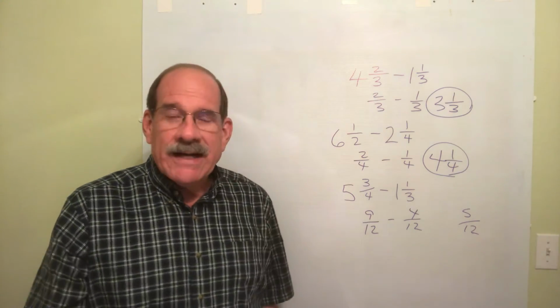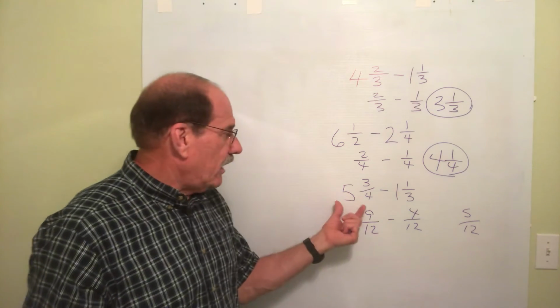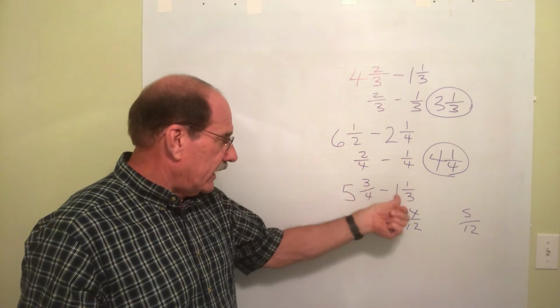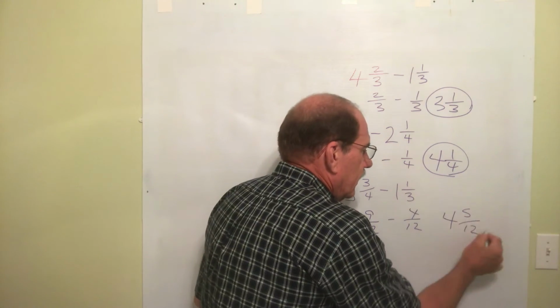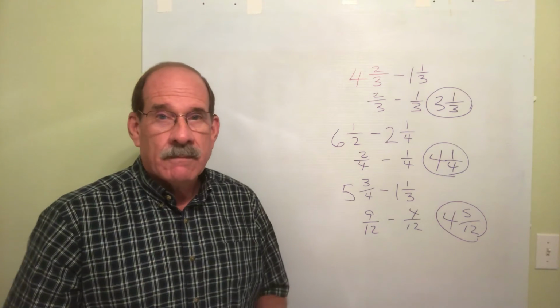So once we've finally dealt with the fraction portion of our fraction, now let's pick up the whole number portion of our fraction. Now we're doing 5 minus 1. 5 minus 1 is 4. Final answer. 4 and 5/12.